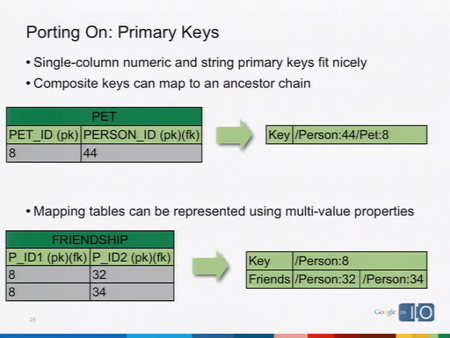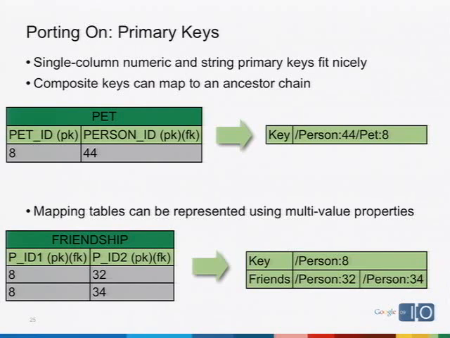For mapping tables, you could think of a mapping table, and in many cases it contains a composite primary key where there isn't a single chain of ownership, right? If it's a mapping table, chances are it's owned by multiple things. So this fits really well with multi-value properties. In this example, we have a friendship table modeling who is friends with who, and we can see that person 8 is friends with person 32 and 34, and we can translate this nicely to a multi-value property called friends on a person entity, and it has multiple values. Person 8 is friends with person 32 and 34.